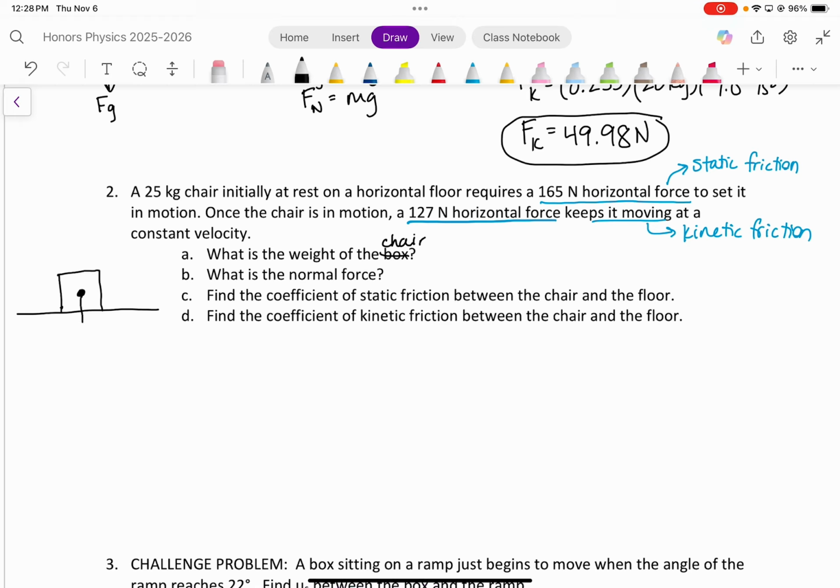So we have gravity and normal force. So F push, that's a good way to say this because it says it requires a certain amount of force to set it in motion. We could call this F applied, we could call it F push. Really doesn't matter as long as we know that it is a shove or a push in some direction. We could also say that it's going to the left if we wanted to.